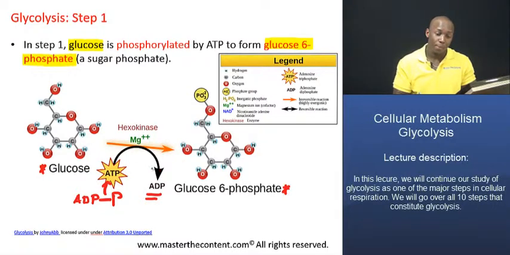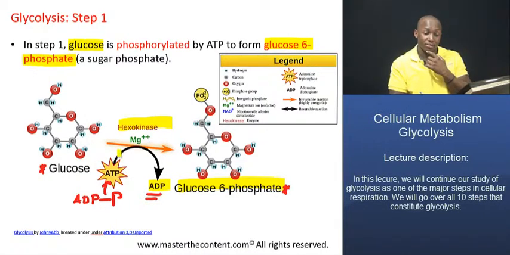Now, the enzyme that's responsible for catalyzing this reaction is referred to as hexokinase. It's an enzyme that is responsible for transferring the phosphate group from ATP to the sugar, resulting in the formation of glucose 6 phosphate and ADP. So, very simple reaction, but there's one more important thing that I want to point out in this case.